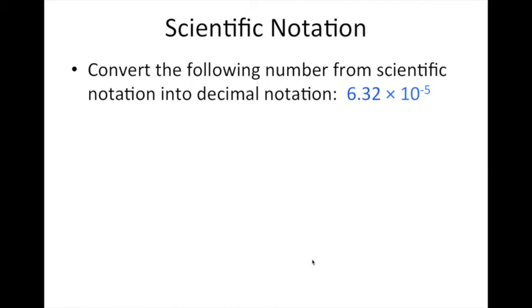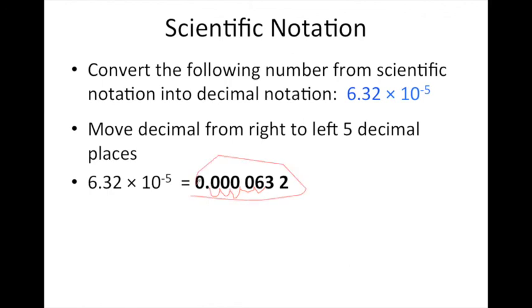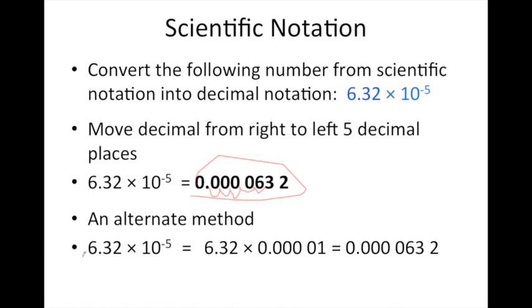Okay. And one final example here, 6.32 times 10 to the minus 5. We want to move the decimal place from right to left 5 spaces, so we're going to have to put some zeros out there. So 6.32, we moved it 1, 2, 3, 4, 5 from right to left, and we get this answer. Alternately, again, you could take 6.32 and multiply it times 0.1 5 times. And if you multiply 6.32 times 0.1 5 times, you again get the same answer here.